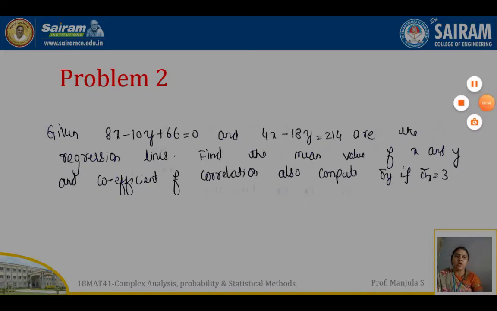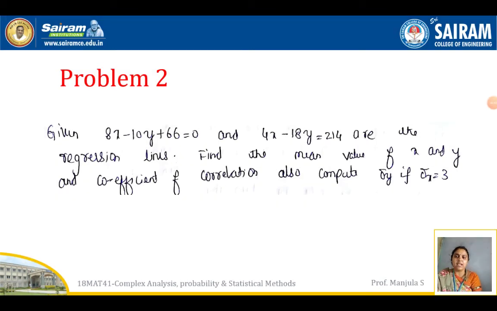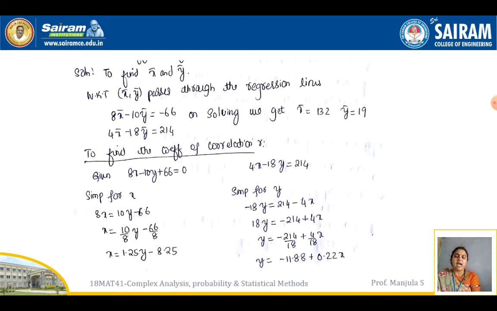Now we'll go for the next problem. Given 8x minus 10y plus 66 equals 0 and 4x minus 18y equals 214 are the regression lines. Find the mean values of x and y and the coefficient of correlation. Also compute sigma y if sigma x equals 3. These are the things we have to find. I think this problem is similar to the previous one. First we have to find x bar and then y bar.